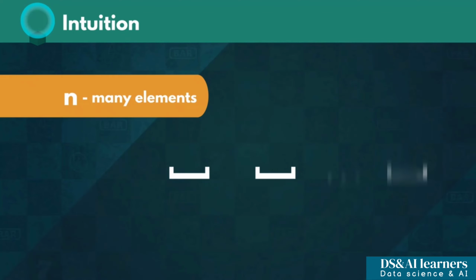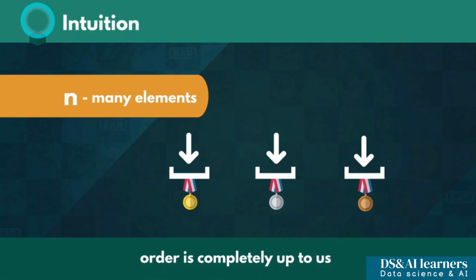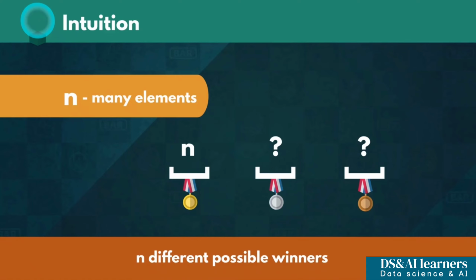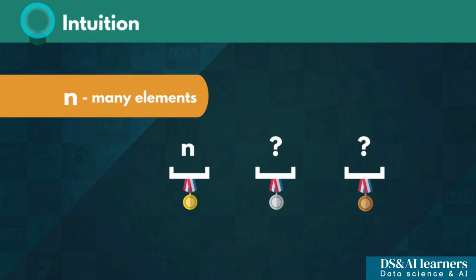We start filling out the positions one by one. The order in which we fill them out is completely up to us. For convenience, we usually start with the first slot, which represents the race winner in our example. Since anybody out of the n many drivers in the set could have won the race, we have n different possible winners. After that, we have n minus 1 possible drivers left, and any one of those can finish second.